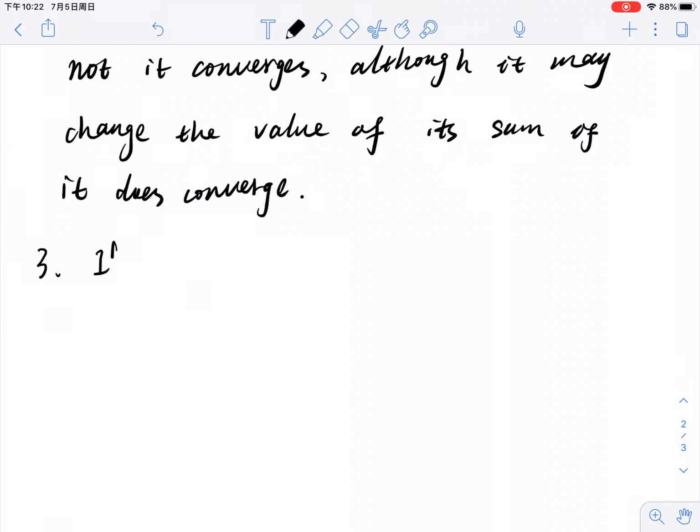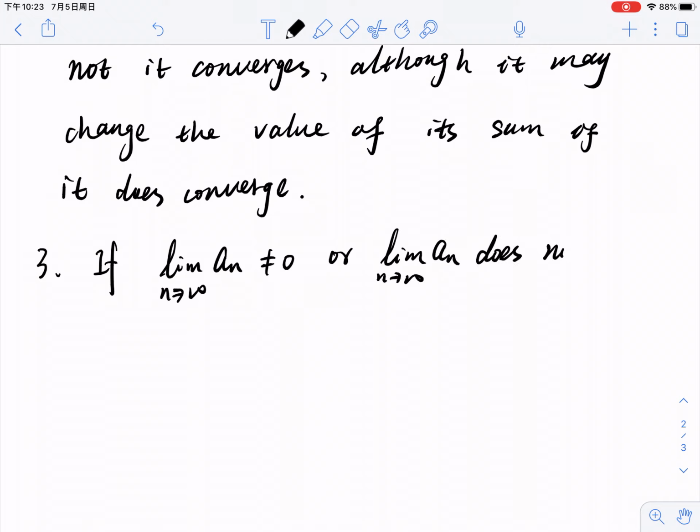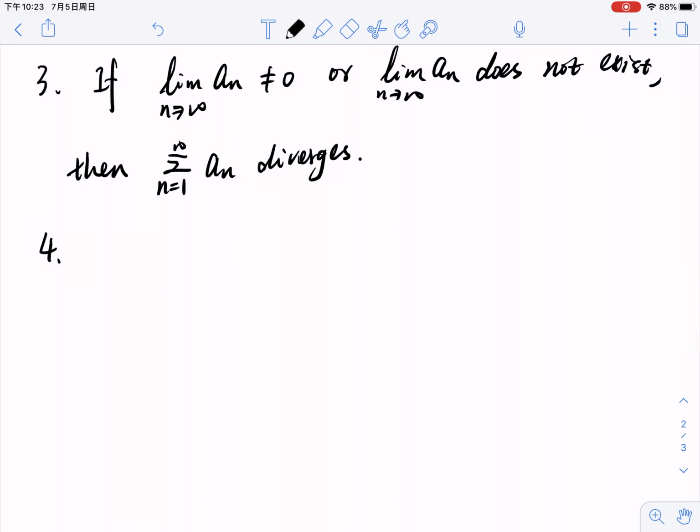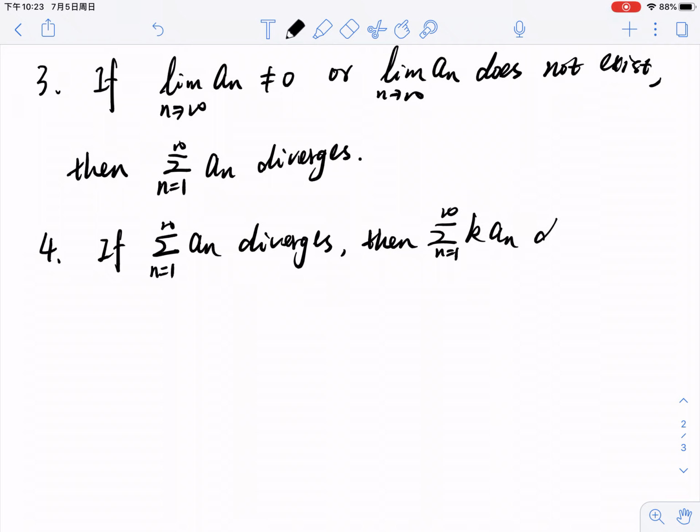The third property: if the limit of the term does not converge to 0, or the limit of the term does not exist, then the series diverges. If we have a divergent series, then its constant multiple is still divergent, if k is not 0.